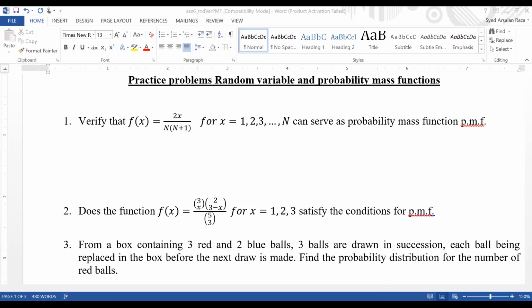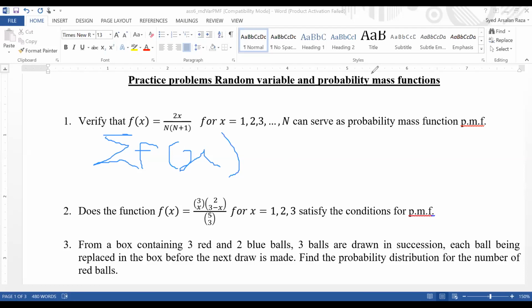This can be computed as summation of fx is equal to 1. We have to calculate the left hand side, which is the summation fx. If summation fx becomes 1, then we can say that it is a probability mass function. If the summation does not become 1, then we can say that it is not a probability mass function.